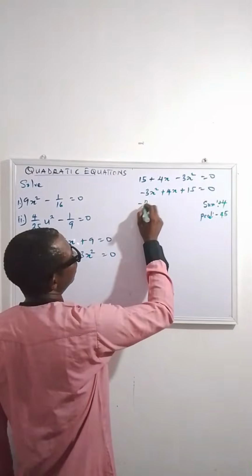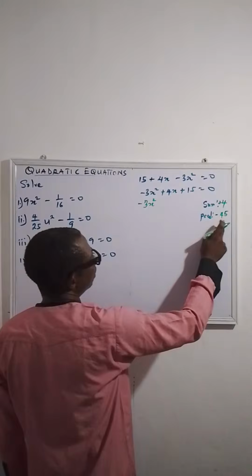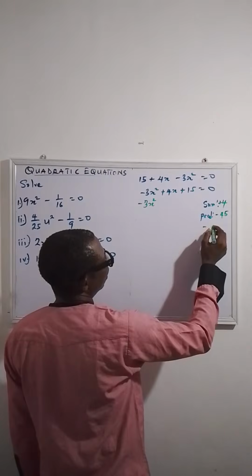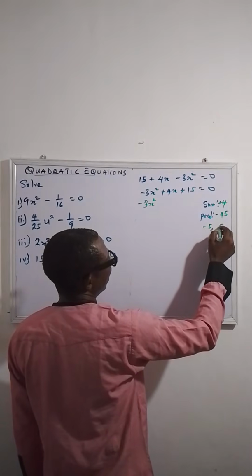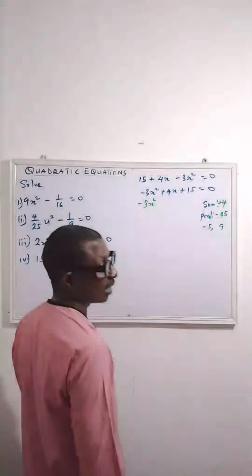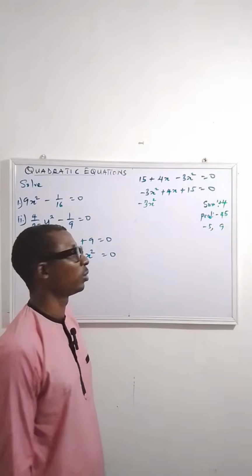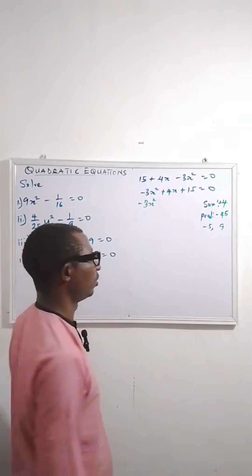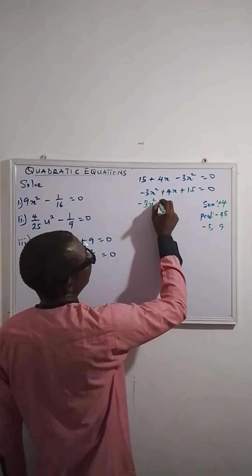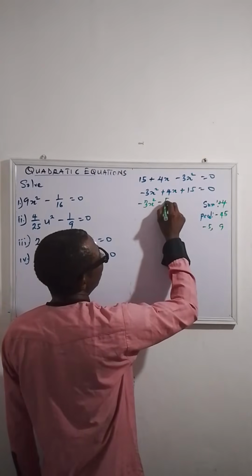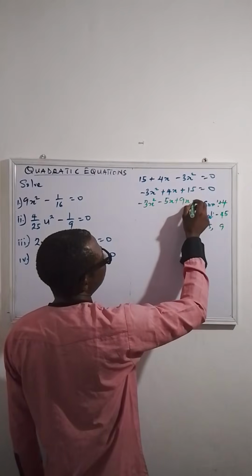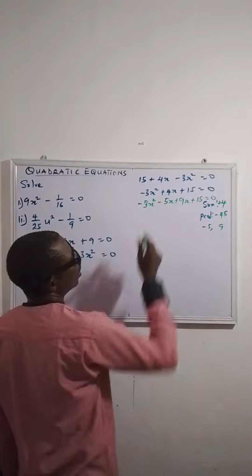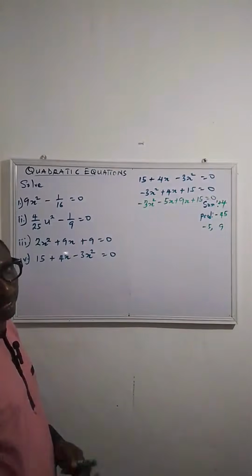I have negative 3x squared. Now this is going to give me what? What are the two numbers now? We have negative 5 and 9, because 5 times 9 is 45. And when you add this together, now you have 4. So those are the two numbers. So we have negative 5x plus 9x plus 15 equals 0. So when you add these two together, you have plus 4x. Okay, can we go on now?